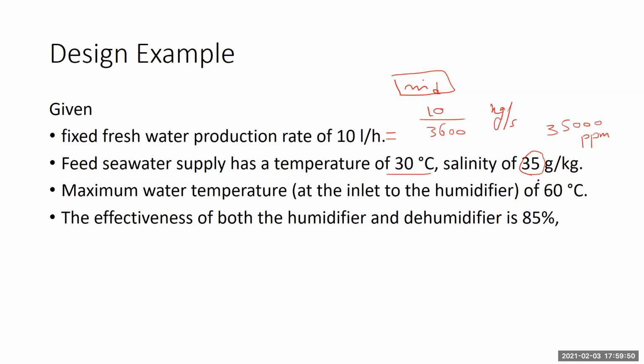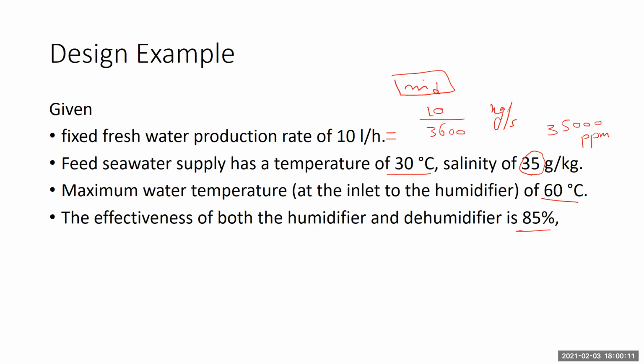We are supposed to be heating the water. After the heater, before it enters the humidifier, it should have a temperature of 60 degrees centigrade, and we're assuming effectiveness of the humidifier and the dehumidifier to be equal to 0.85 or 85%.